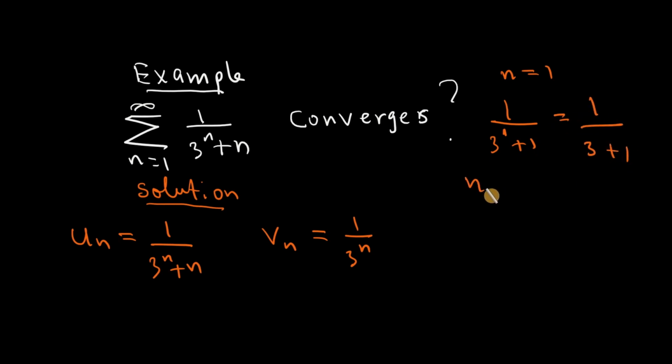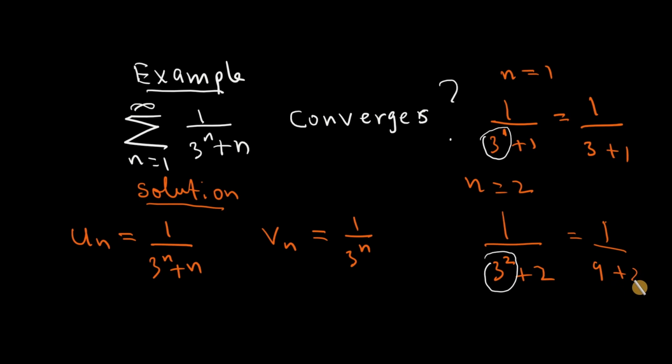Now, let's say n equals 2. We'll have 1 over 3 squared plus 2. If you look carefully, you discover that the term with power n will always be larger than this term. That is, 3 to the 1 is 3, which is larger than 1. And here, 3 squared is the same as 9 plus 2. You see, it is larger than this other term. So that's why we say 3 to the n is the significant term in the denominator. And from that idea, the denominator is always approximated to the significant term, which is 3 to the n for this case.